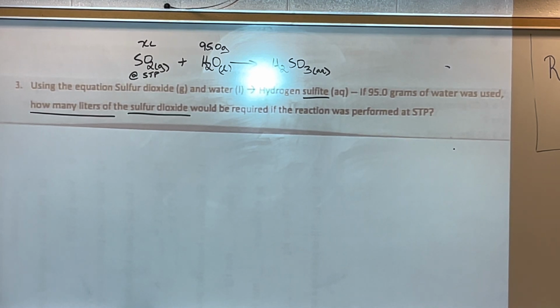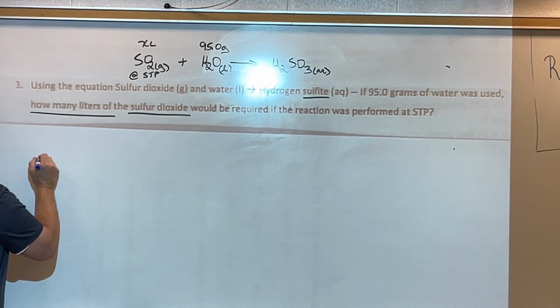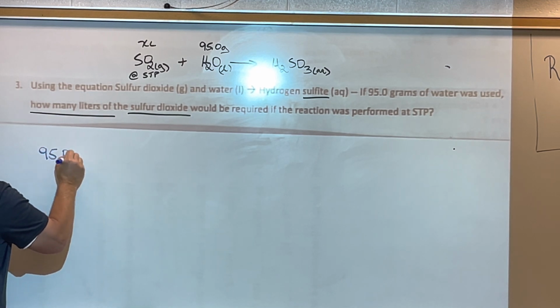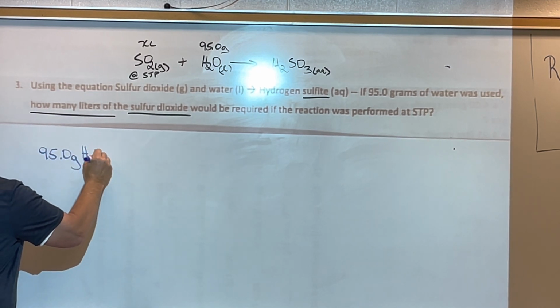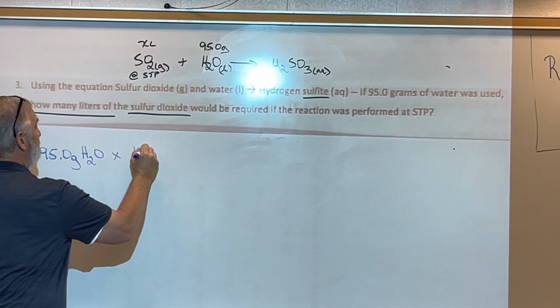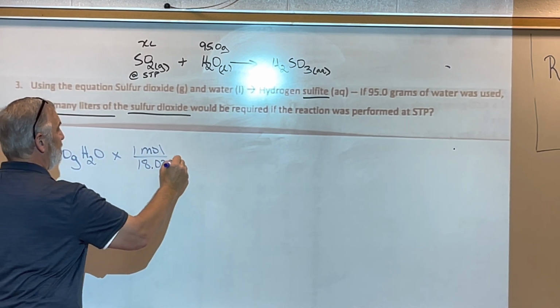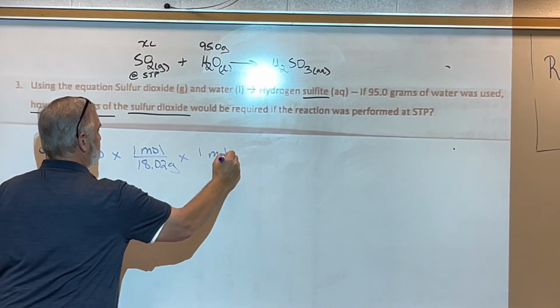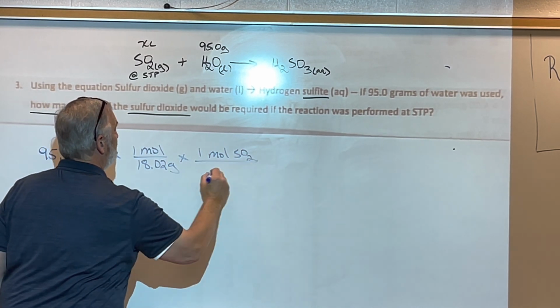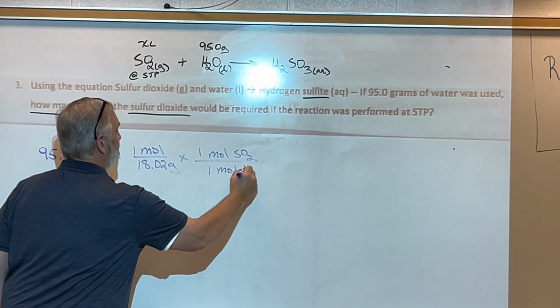And then it wants liters at STP. So what do I use to go to STP? 22.4. Okay? So we're just going to plug in. Now we know what we need to do. It's going to be 95 grams H2O times 1 mole, and this is a good one to memorize, 18.02 grams per mole. 1 mole SO2 for every 1 mole of water.